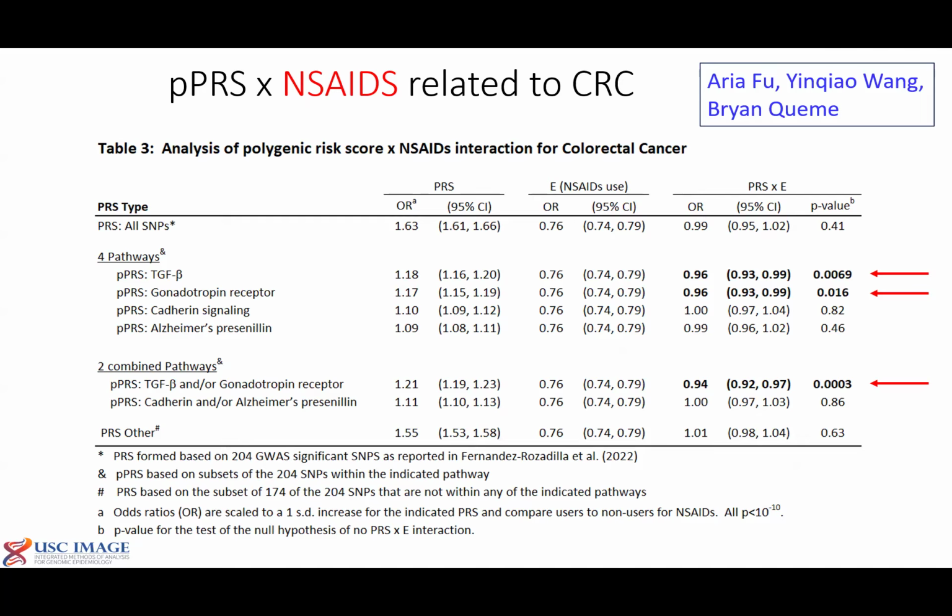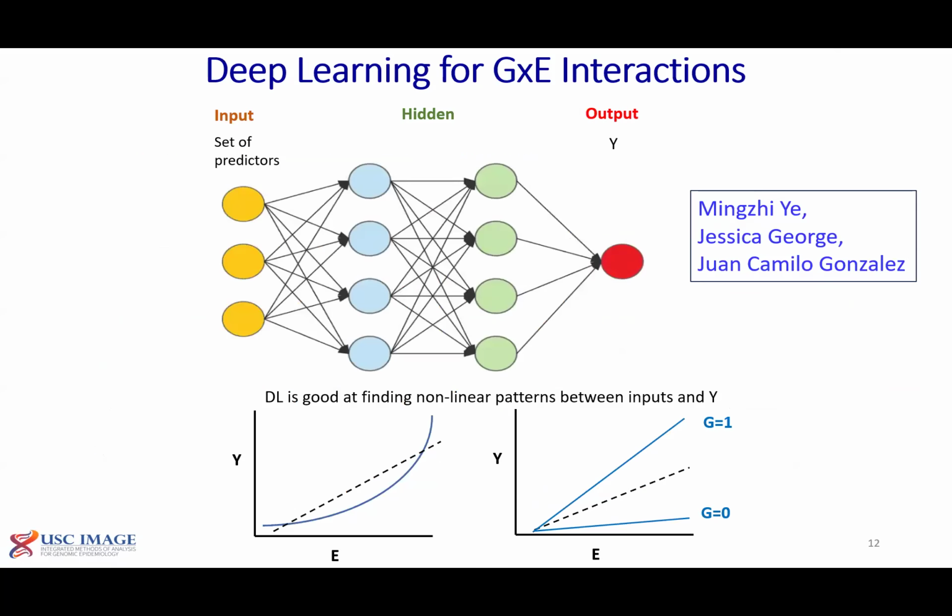So it not only identifies an interesting kind of general risk group based on the TGF-beta pathway, it also is an indicator of maybe which SNPs and pathways could be important for how aspirin and NSAIDs affect colorectal cancer. And then I'll conclude with one final slide.